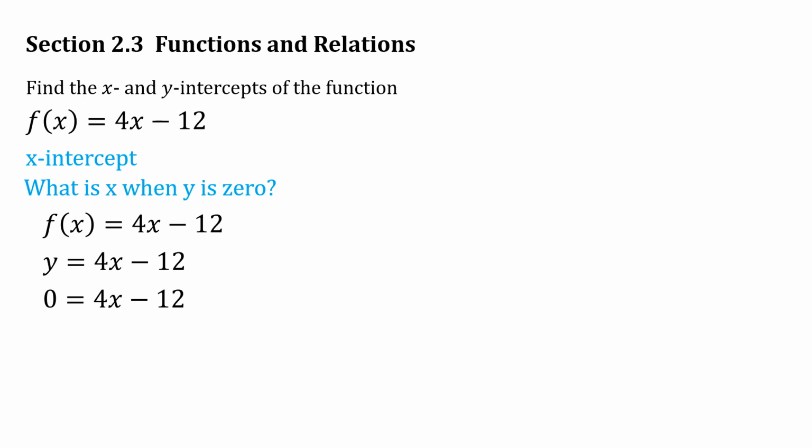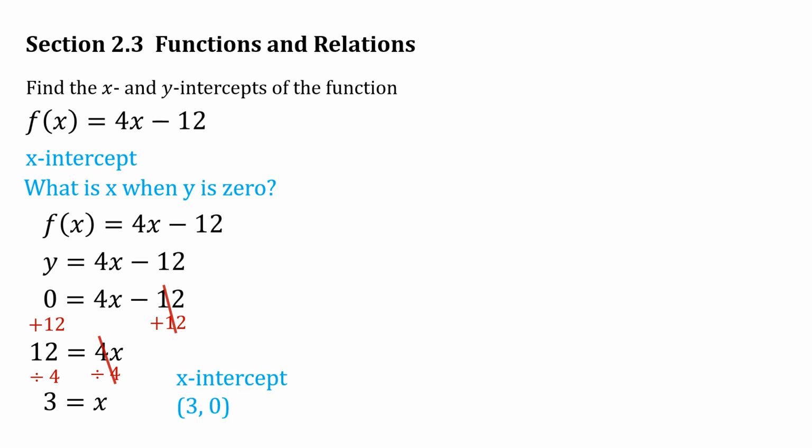So solve this out for x, move the 12 over, and divide it by 4. X is 3. So what is the x-intercept? X is 3, y is 0. We plugged in y is 0 to find what is x. This is the x-intercept. It's on the x-axis where y is 0.